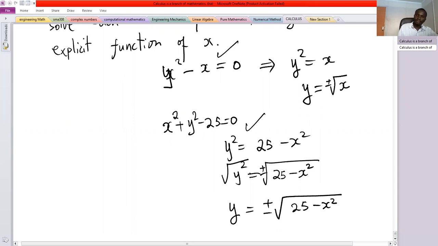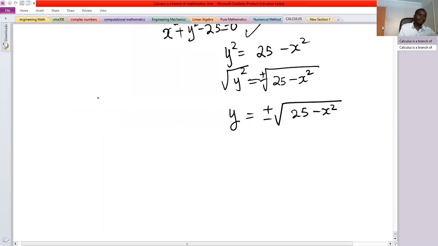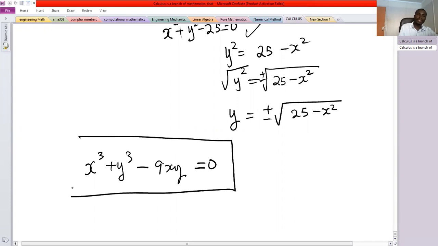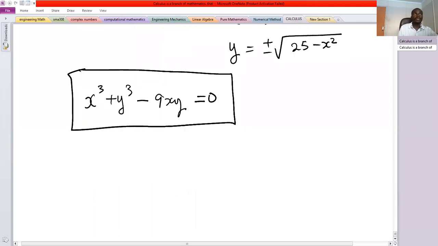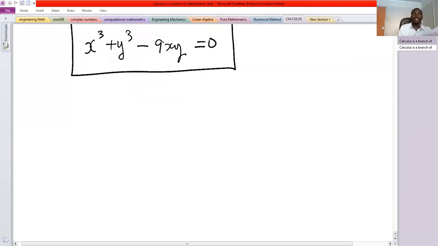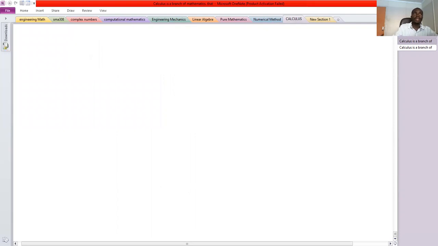But for an equation like 1, x cubed plus y cubed minus 9xy equals 0, we may not be able to express y explicitly in terms of x. So in a case where it's not possible to express y explicitly in terms of x, that's when we carry out what we call implicit differentiation.